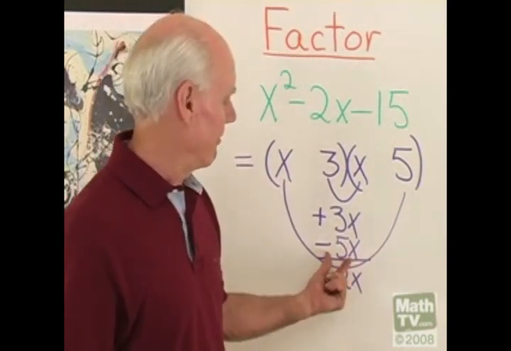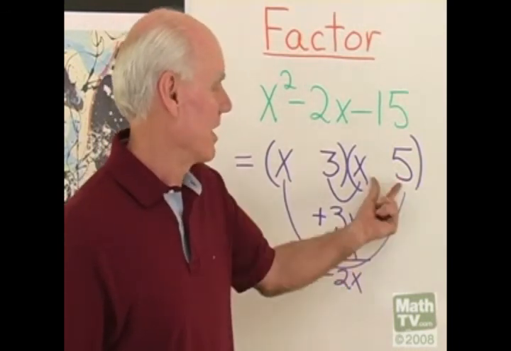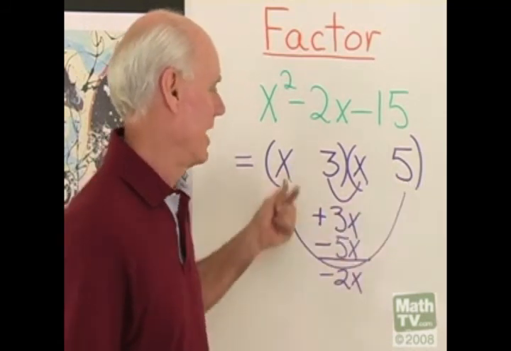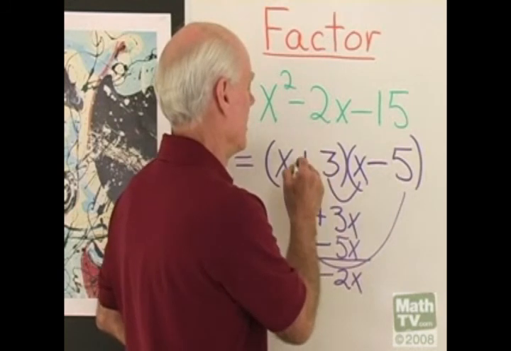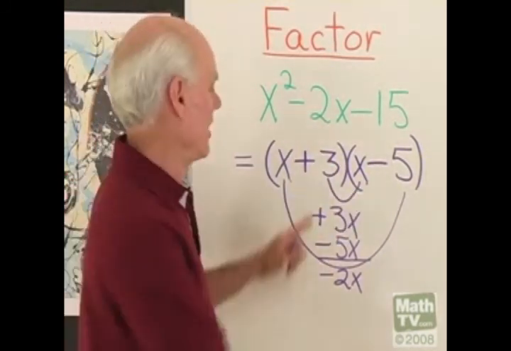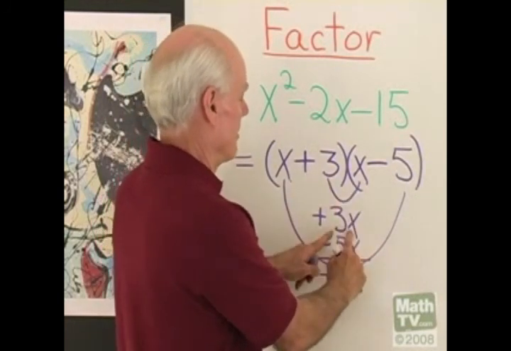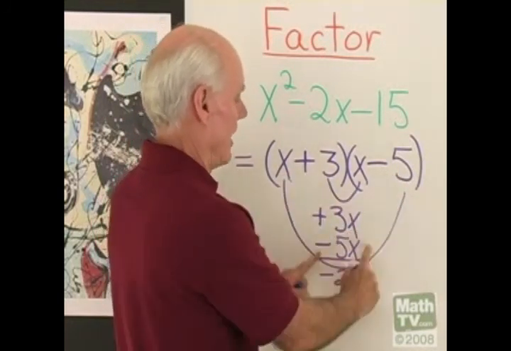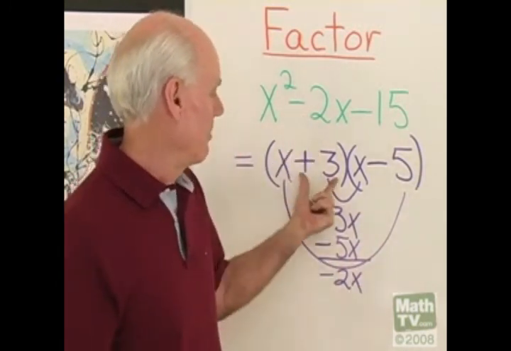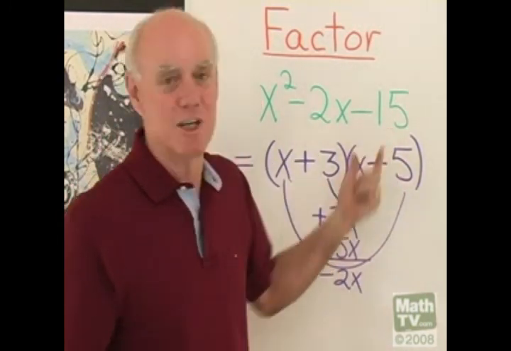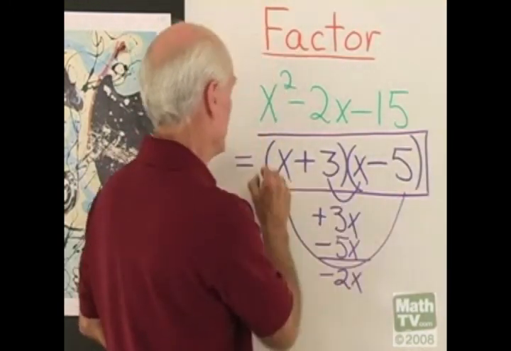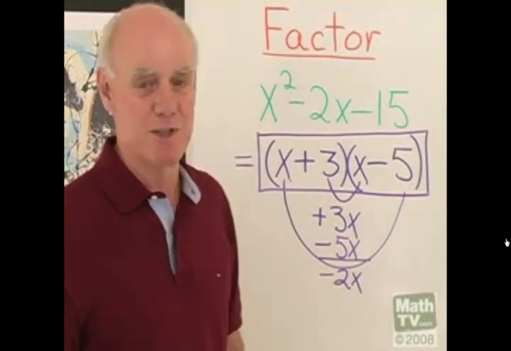Well, for the 5x to be negative like that, this has got to be a negative sign here because that term came from 5 times x. So I want my negative sign here and my positive sign here, subtraction and addition. Let's just check. Positive 3 times x, positive 3x, x times negative 5, negative 5x. Sure enough, those add up to negative 2x, and positive 3 times negative 5 gives me negative 15. So I've done it. I've factored that polynomial into x plus 3 times x minus 5.